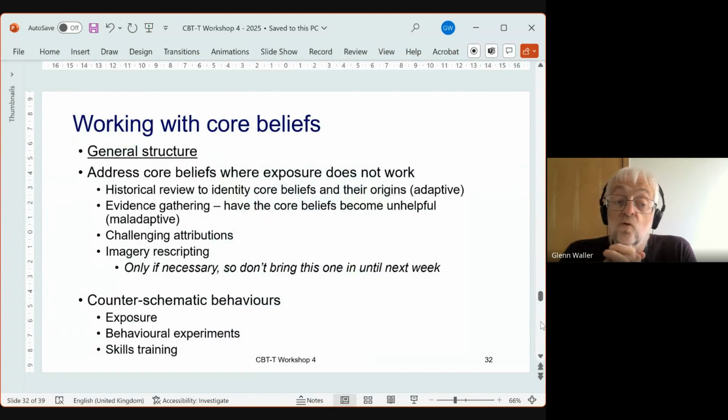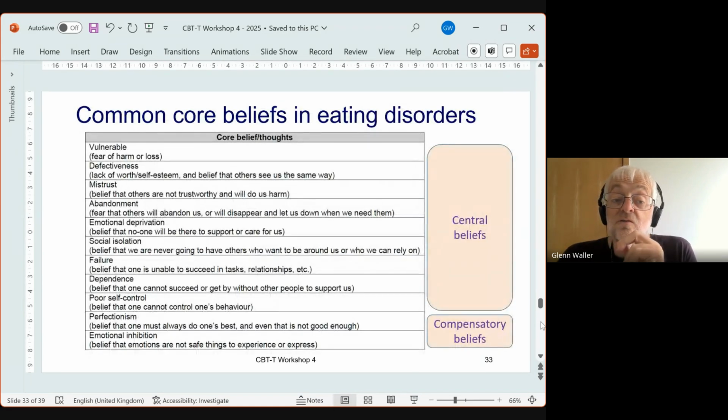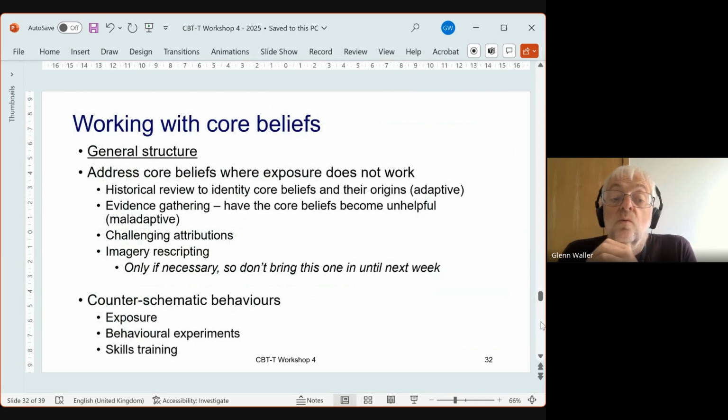Okay, so we're working with core beliefs. Now remember, core beliefs are those beliefs where you've got material that you need to work through to work on them. Core beliefs themselves are beliefs about how the world is. They're the things we don't notice that much because we don't actually consider there's an alternative a lot of the time. You know, I always like the football fan analogy.